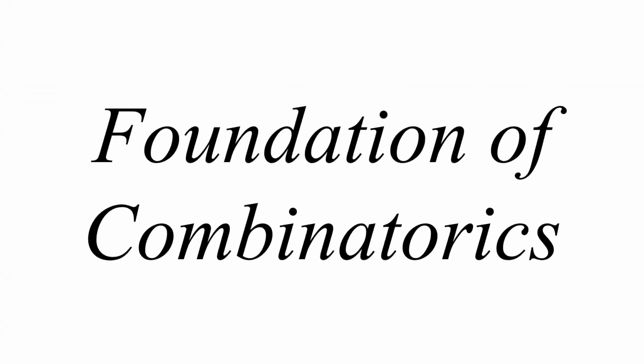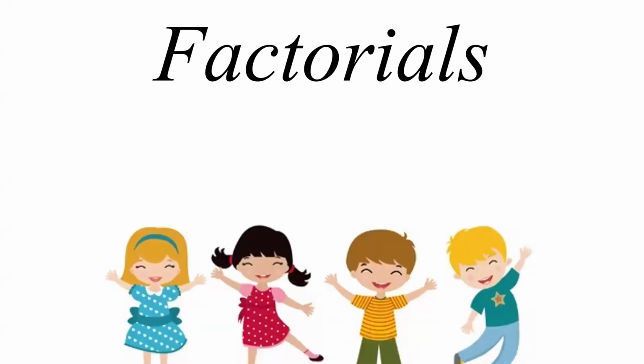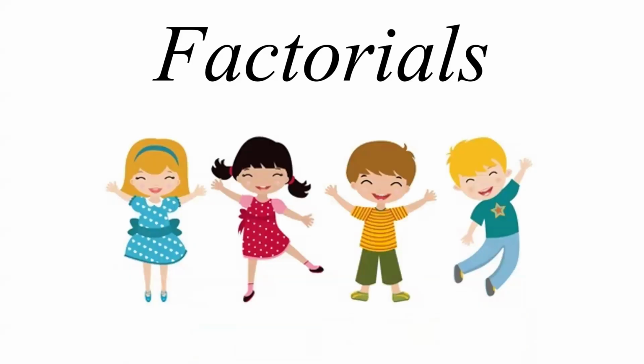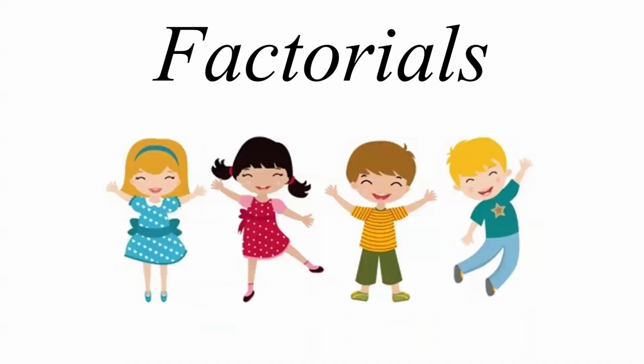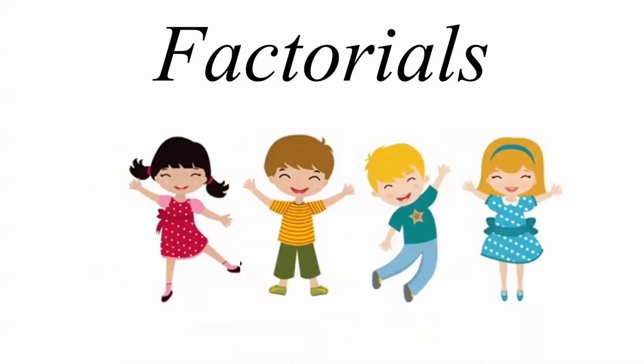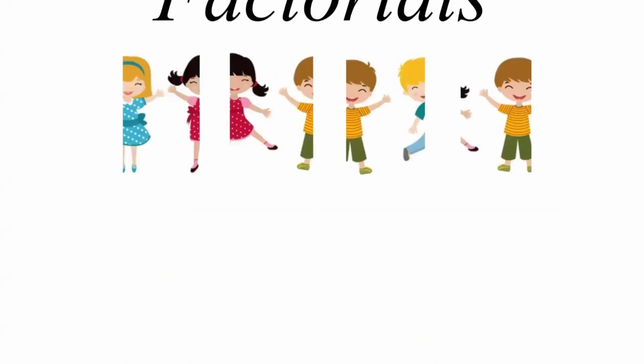Today we will be learning about factorials. Factorials basically ask a question: how many ways to arrange things? For example, I'm going to ask you how many ways we can rearrange these children standing in a line. We can rearrange it this way, and many sorts of ways. But how many are there in total? Let's try to figure it out.